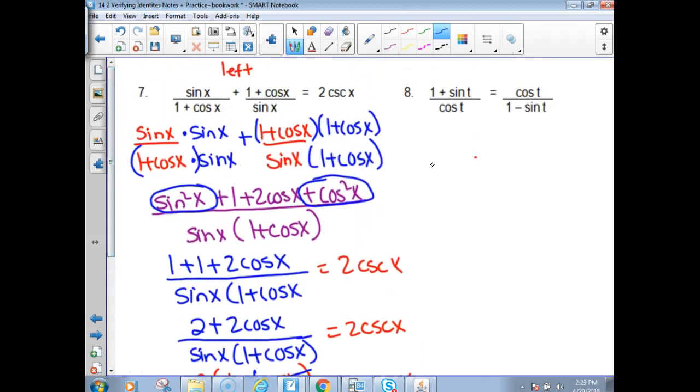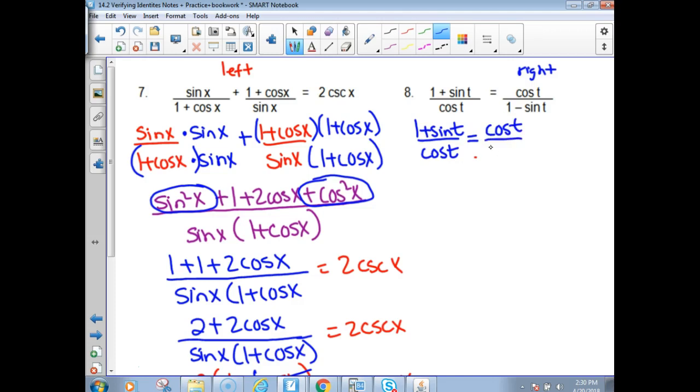All right, number 8. This is our last example today. You cannot cross product. No. That would be working both sides. I need to pick a side. Which one has the worst denominator? Probably the right. I'm going to work the right. All right, so what I'm going to do is rewrite the first as 1 plus sine t over cosine t equals, I'll rewrite the second, and I got to decide something to do.